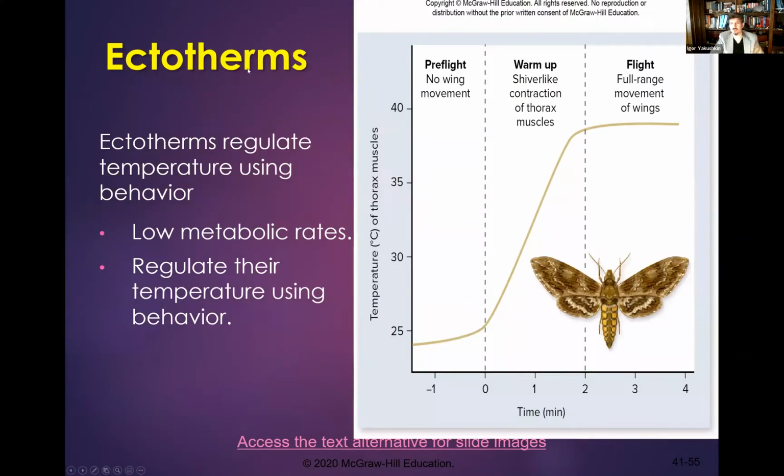Ectotherms and endotherms. Ectotherms are cold-blooded creatures, their temperature more or less depends on the environment. For example, here we're looking at a moth, the butterfly. Let's say the temperature outside is about 24 degrees Celsius. As you can see, until it starts actively moving, specifically using its muscles to produce extra heat, the temperature will stay within the environment's. And then as soon as it starts flapping its wings, the muscles will produce heat, and you will see the temperature definitely increasing.